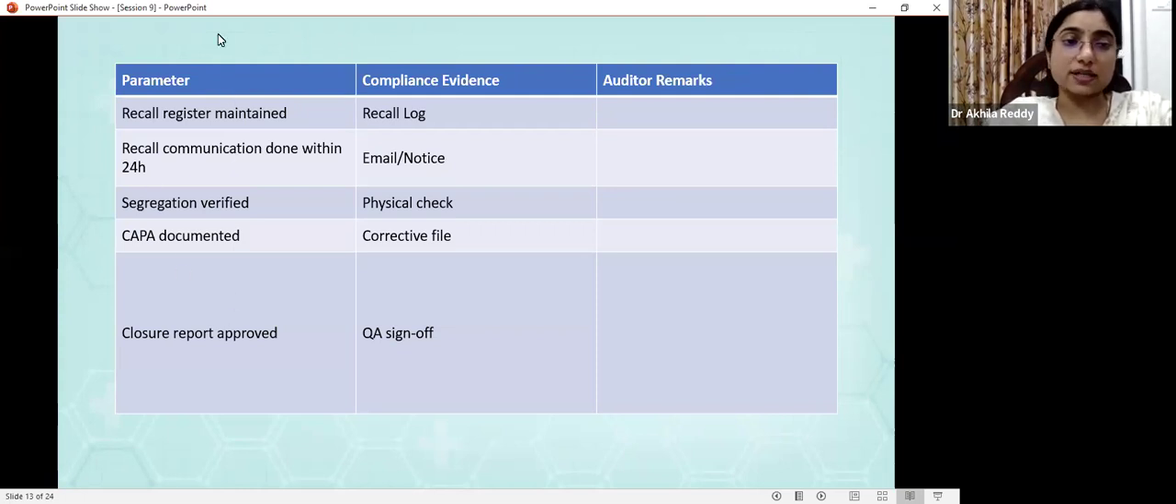If you work as an auditor, and you go to any pharmacy or any manufacturing unit, then you must check these 5 parameters, which are very important. If you check these parameters, there might be compliance evidence for every parameter. If they are saying yes, we are following the protocol, then for each and every step, the protocol evidence is a recall log, email or notice, or physical check. This is the evidence to check. So this is very important if you want to work as an auditor.